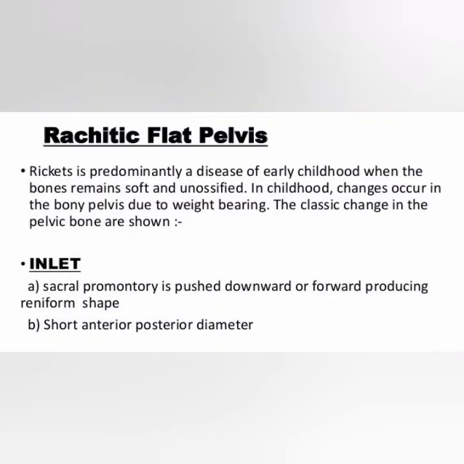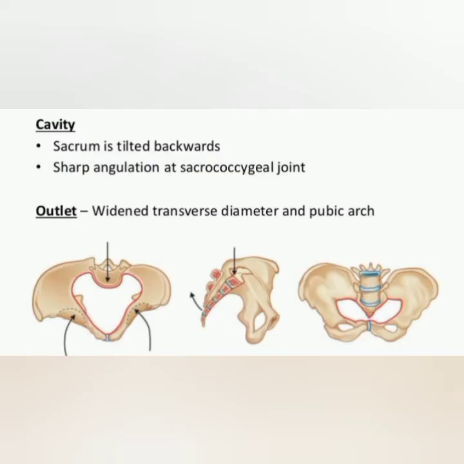In the rachitic flat pelvis, coming in the inlet, the sacral promontory is pushed downward or forward, producing reniform shape. Short anteroposterior diameter is present in rachitic flat pelvis. In the cavity, the sacrum is tilted backwards. Sharp angulation at sacrococcygeal joint is present, and in the outlet, widened transverse diameter.